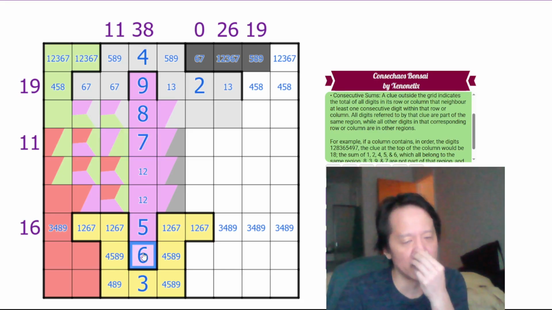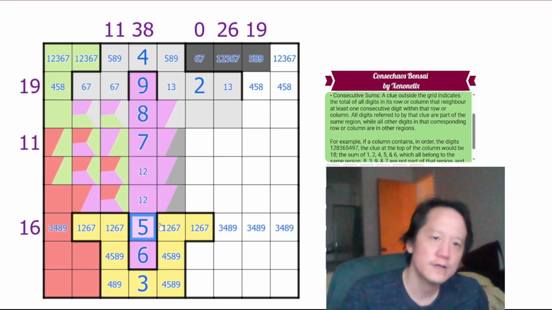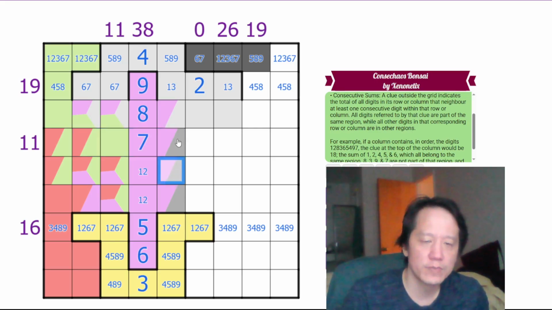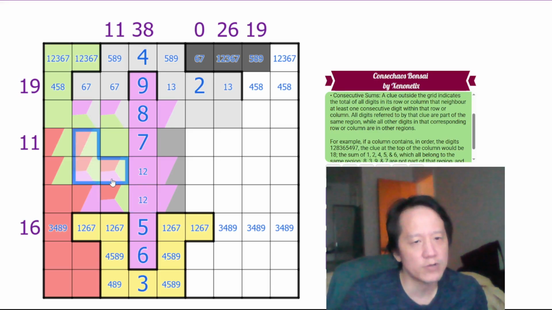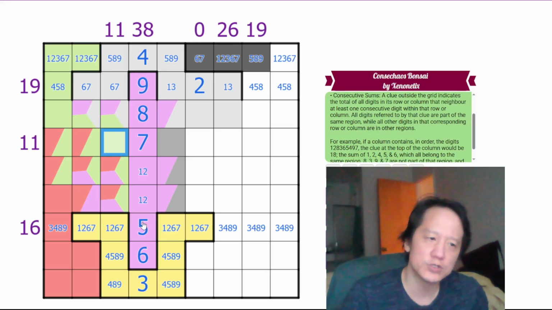Since this is 5, it's only consecutive with 6 because the 3 and the 4 are outside. Therefore, the pink cannot go along here. They also cannot go here. This can only be green. It can't be red because it can't be reached by red. So this is only green. Interesting.